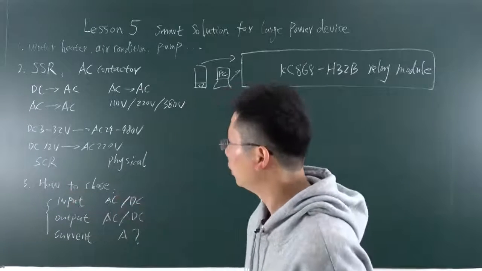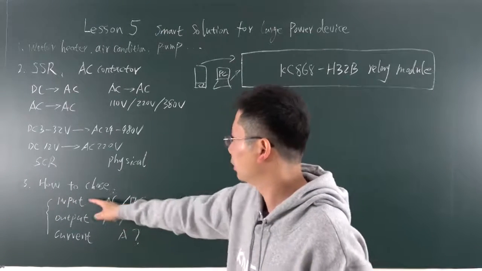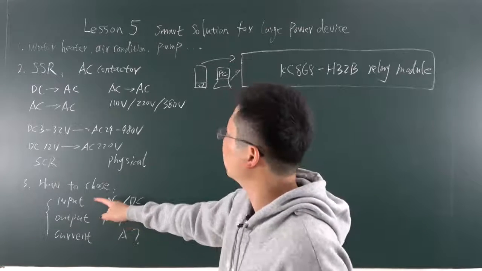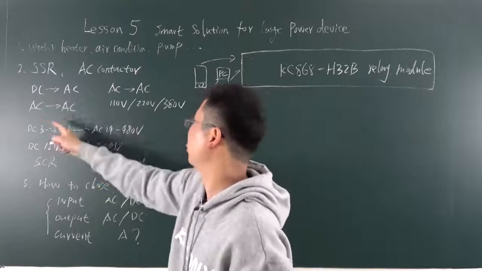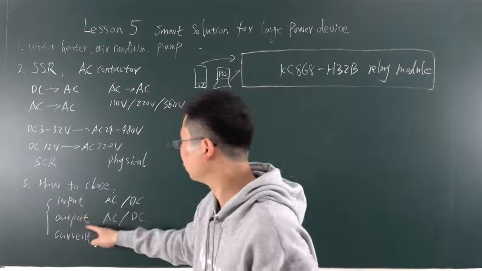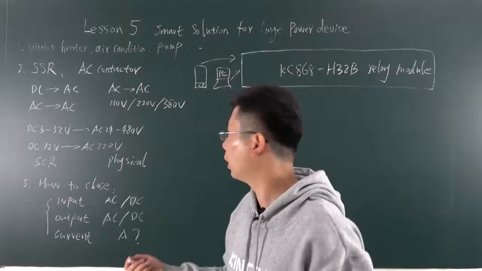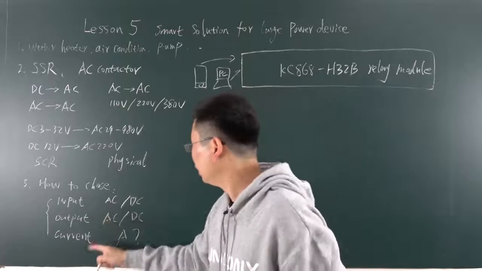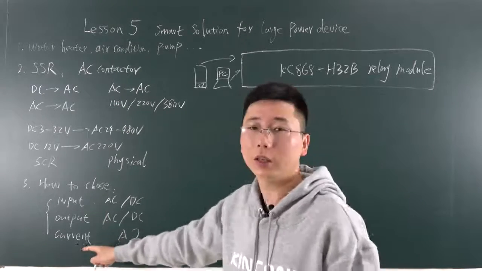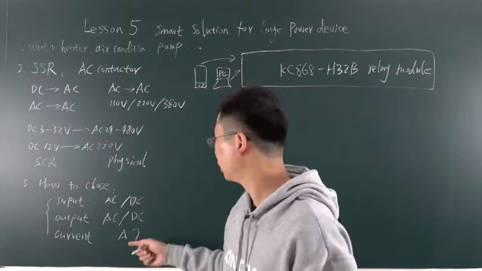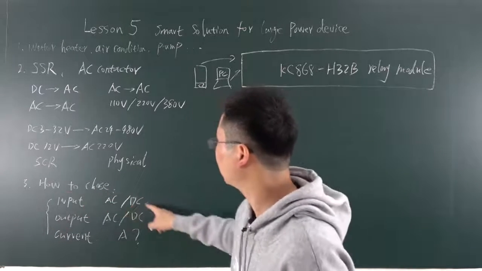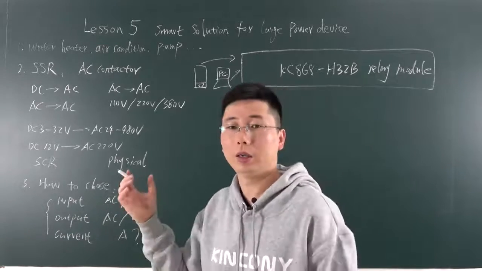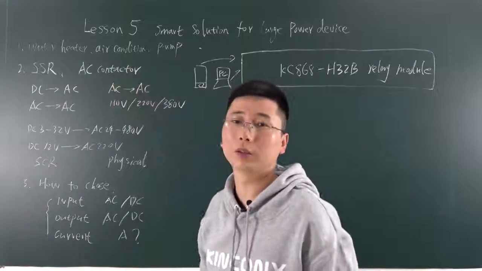How to choose? We just need to confirm the input, output, and current. What input will you use, DC or AC? What is the output to control, an AC load or a DC load? It's up to you. And the current: how many amperes will your load use? Just these 3 settings, and you can choose an SSR or an AC contactor to use.